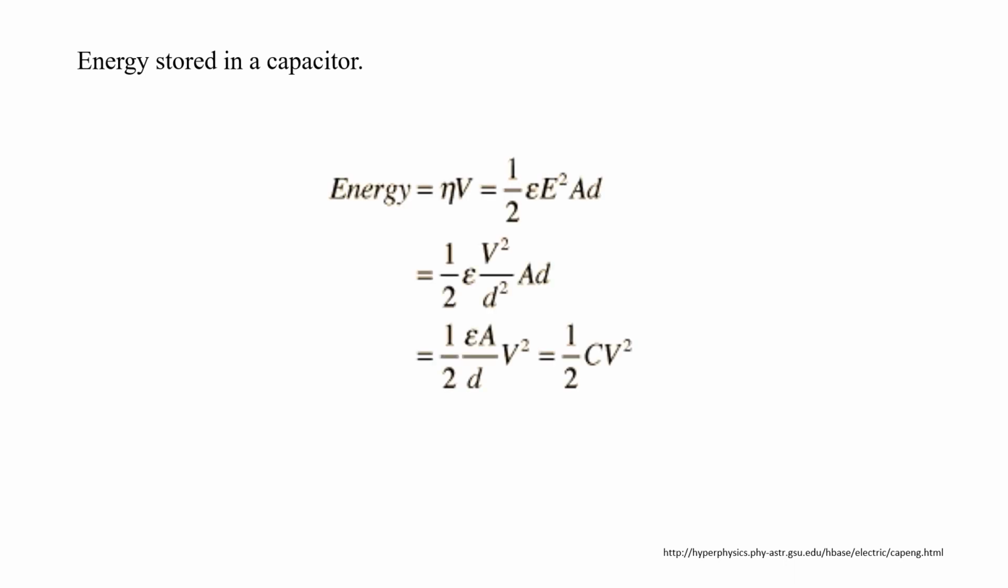This energy is denoted by U, which is equal to half epsilon E square A D, which is equal to half epsilon V square by D square A D, which is equal to half epsilon A by D into V square, which is equal to half C V square, where C is the capacitance and V is the voltage.